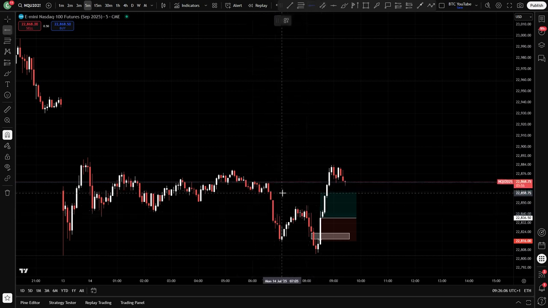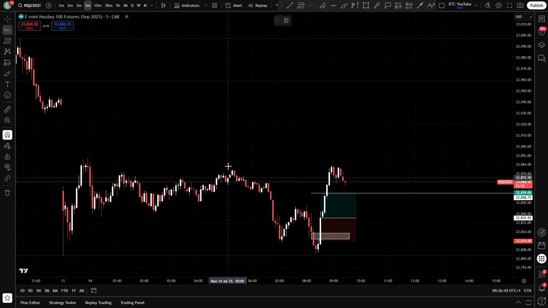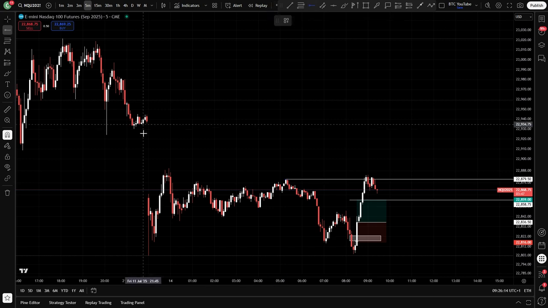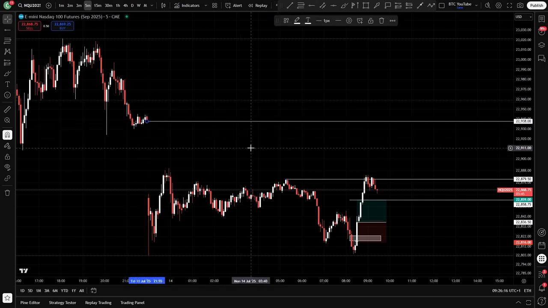Took half my position off at 1 for 1, which was here. And then I had a runner up to this high. And then my final take profit is up here at the fill of this big gap. Really, really good trade. Overall, I thought that this would work. As I said, at least to the high. And it did pretty well, to be honest.